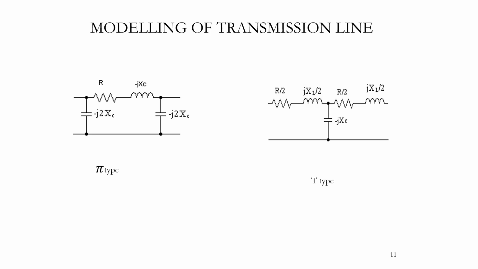Modeling of transmission line. There are two ways we can model the transmission line, either by pi type or by T type. A transmission line comprises resistance, inductive reactance and capacitive reactance. This is the modeled network shown for the transmission line in pi type. If it is of T type modeling, it is shown in such a way.